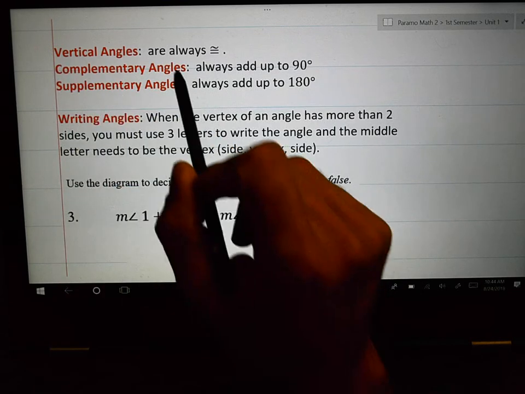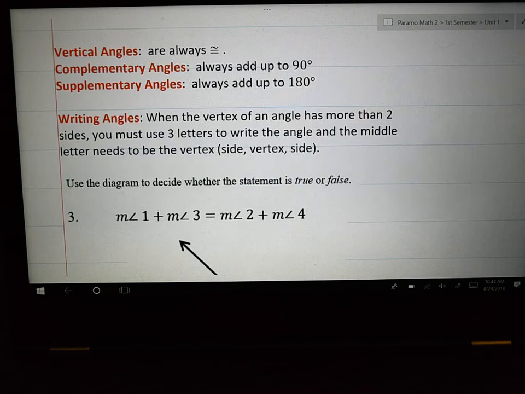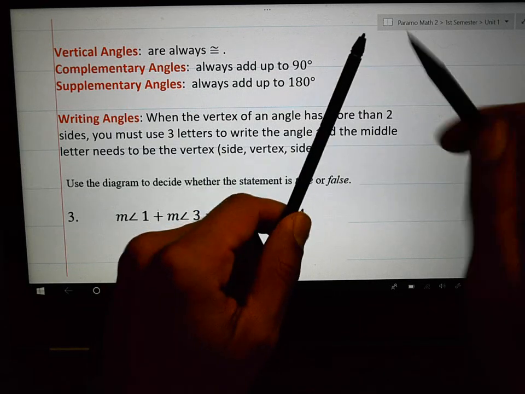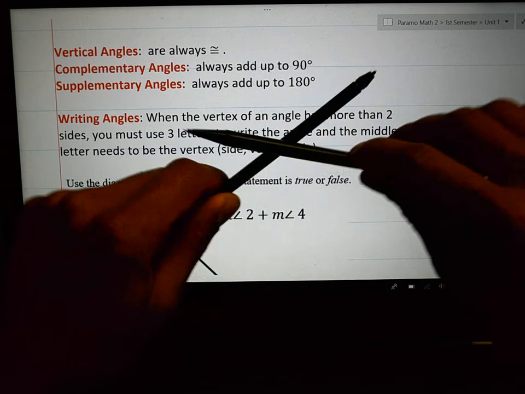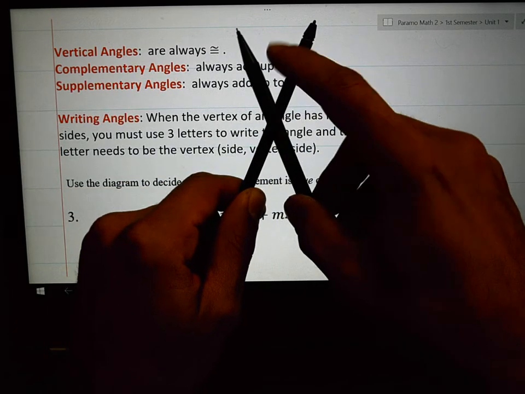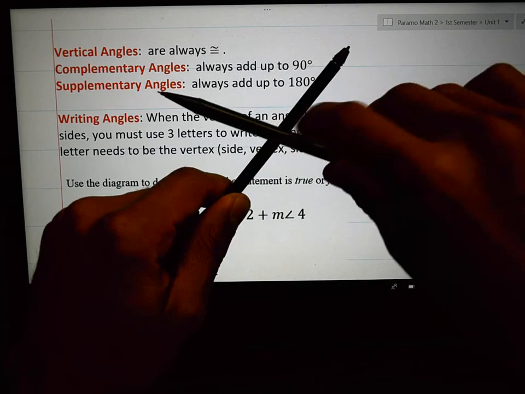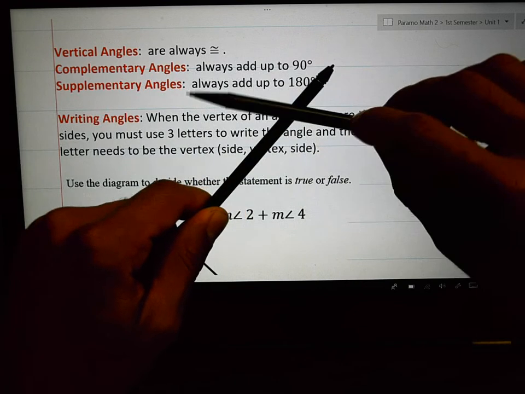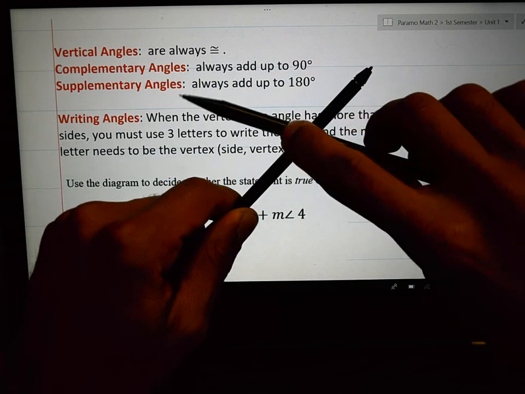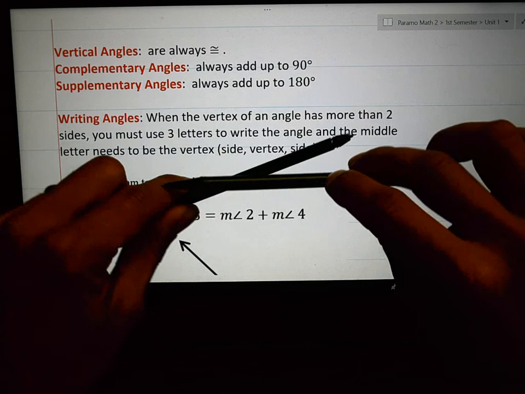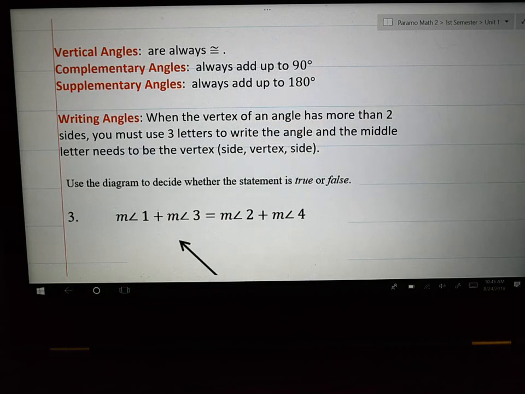Hopefully you remember that vertical angles are always congruent no matter what, meaning the opposite sides are always going to be equal to each other. I don't know if you've ever seen two lines, but no matter what the two lines look like, if I open or close it, the opposite sides are always the same. If you open it up a little bit, the opposite sides are still always the same. If you slide it, the opposite angles are still the same size. That's what we mean by vertical angles are always congruent. That means they're always equal to each other.